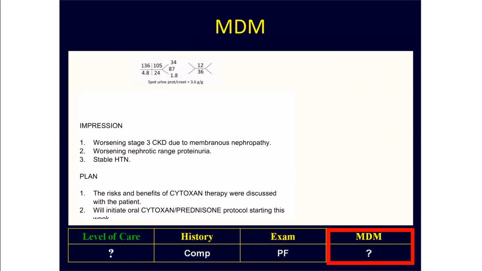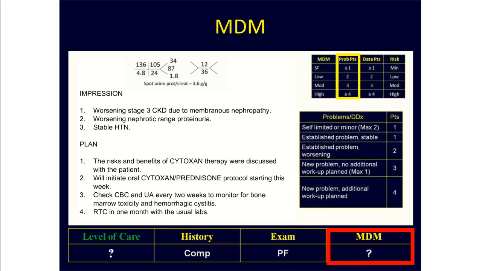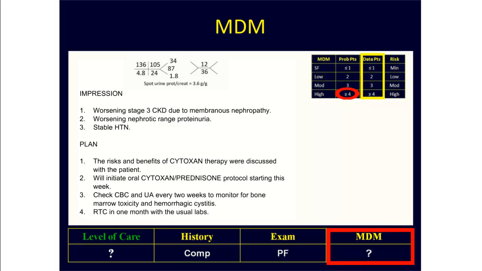Looking at the medical decision-making, and starting with the problem points, here the CKD is worth 2 points because it's an established problem which is worsening. Same goes for the proteinuria, 2 points for an established problem which is worsening or not controlled. The hypertension is stable, so that's worth 1 point. That gives us a total of 5 problem points. The next step is to check the data points.